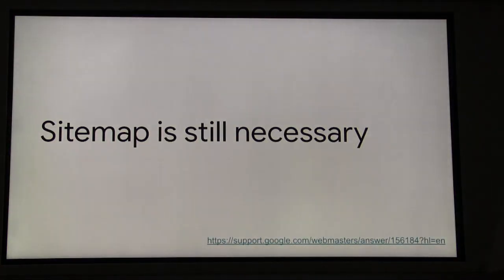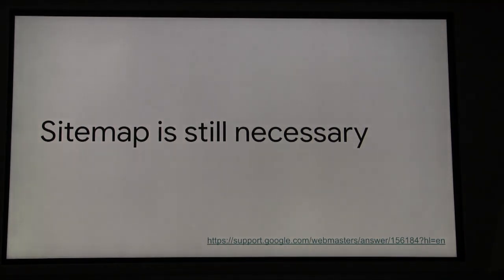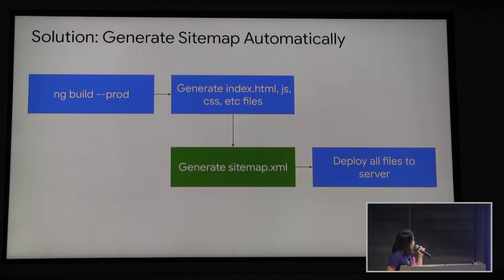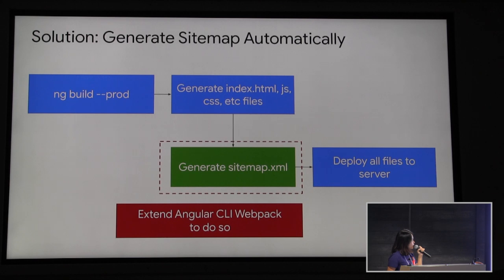The next thing is sitemap. When we want the page to be SEO friendly, sitemap is still necessary. So the way that we generate the sitemap is similar to how we generate the Puppeteer. We generate a sitemap.xml and we extend the Angular CLI webpack to do so.